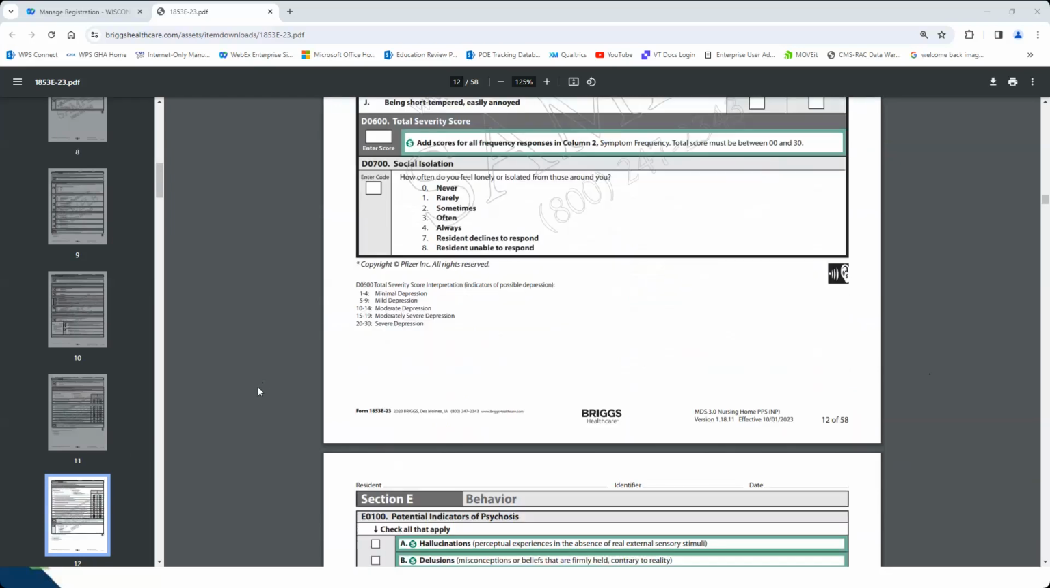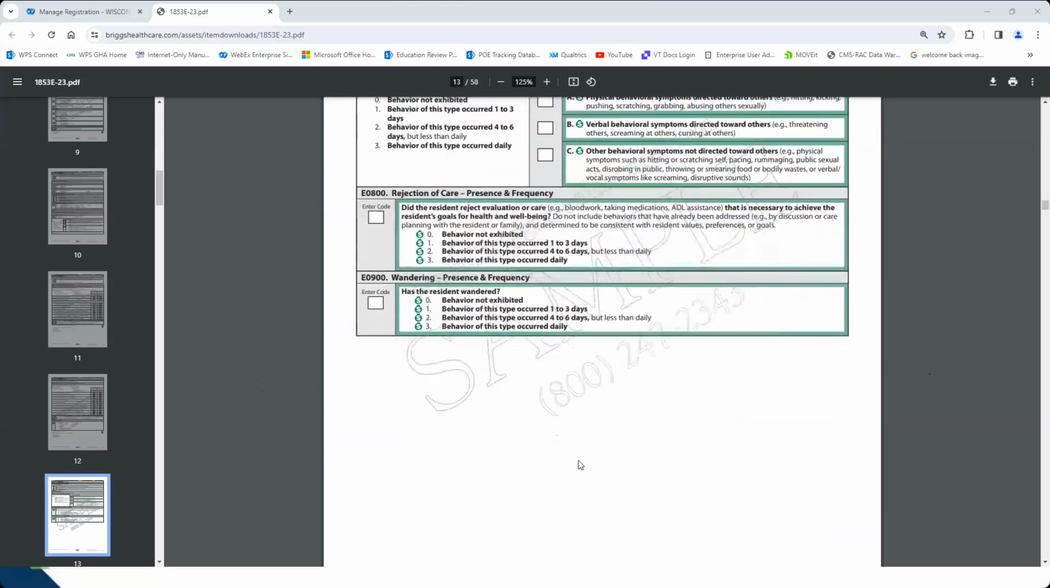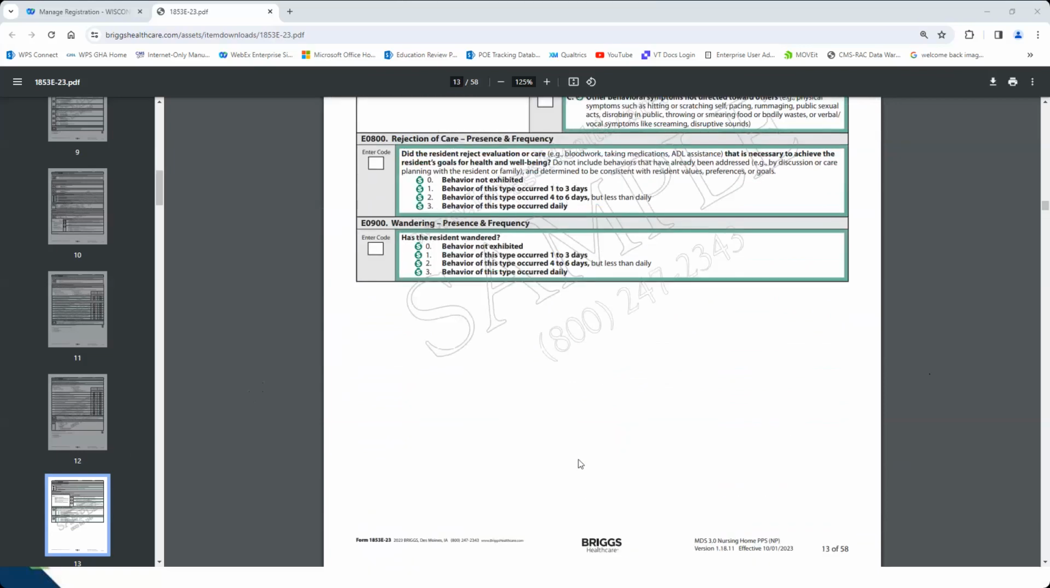All right. As we scroll down into section E, we're going to get into behavior. Section E contains additional indicators that could affect your HIPS code and payment amount. These include things like hallucinations, delusions, the presence and frequency of those symptoms. As with the other sections thus far, if it is indicated in this section, we are going to be looking in your documentation to support this. So if you mark any of these potential indicators, we need to see that that's also been addressed in your documentation.